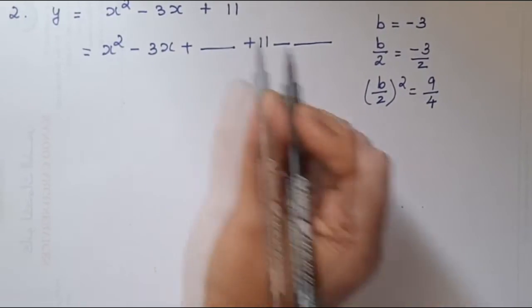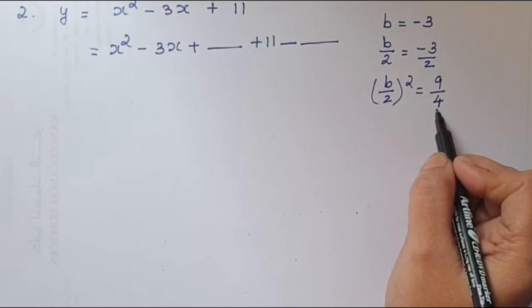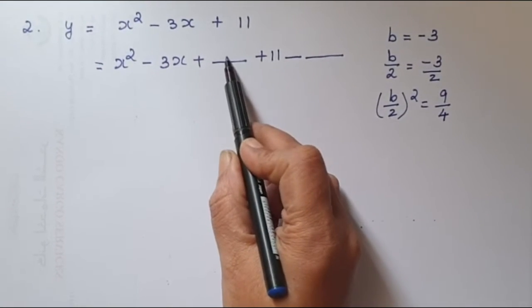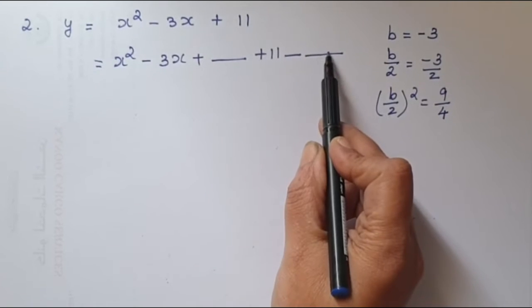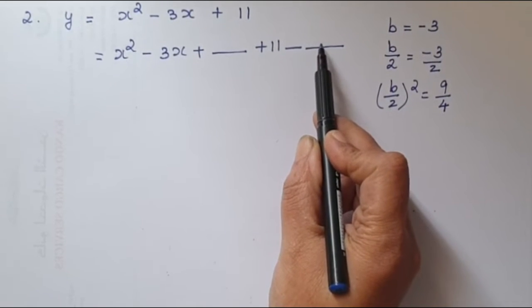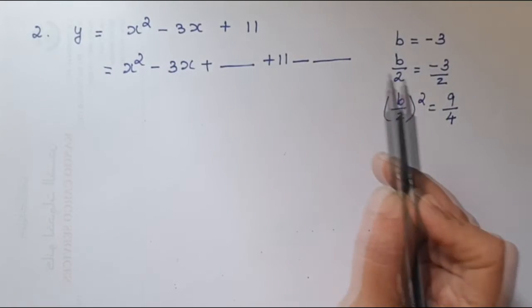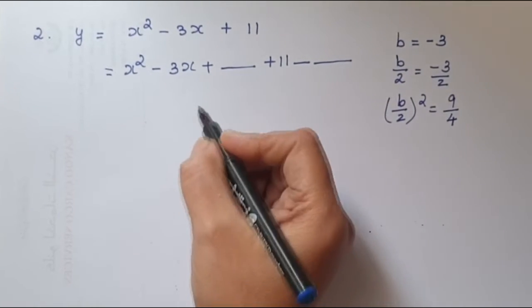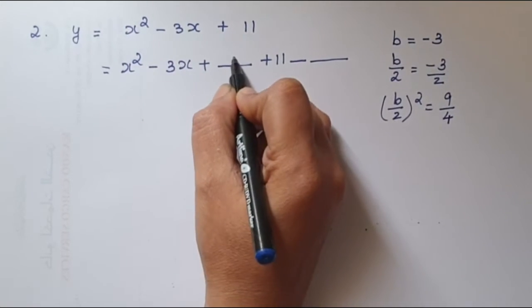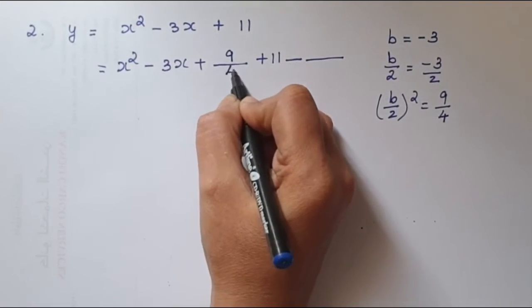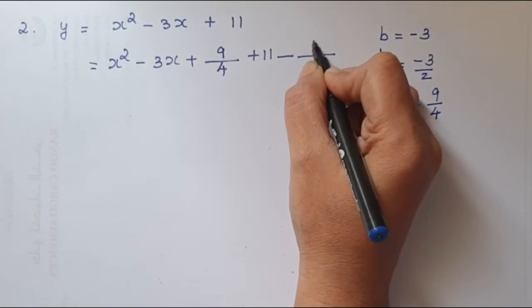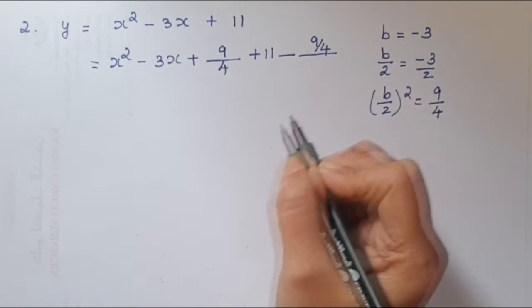Now we have to enter this value over here. What did I tell you to enter? b squared divided by 4. In this gap we have to enter the value, and whatever value we enter over here, the same value we have to subtract over here as well. So we enter this as b over 2 the whole squared, so it will be 9 over 4. And when we do it here, we also subtract 9 over 4.